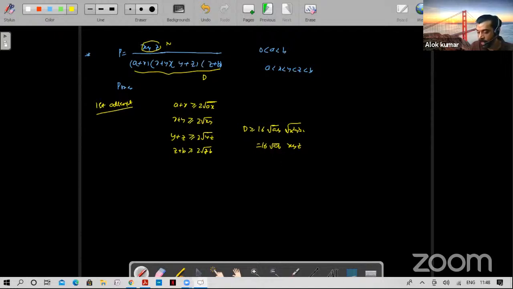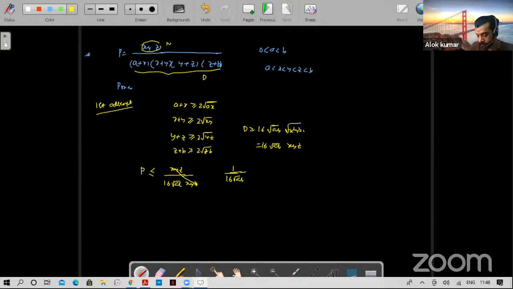Okay, so 16 root AB. Now, somebody can argue that P is less than or equal to, because the sign will turn, it is the denominator. xyz has gone for good. You wanted it to go: 16 root AB and xyz. And maybe you can cancel and you can claim that this is the desired maximum value, something like that.